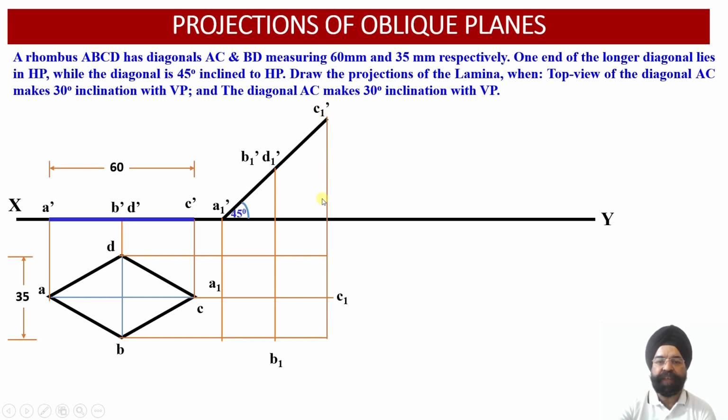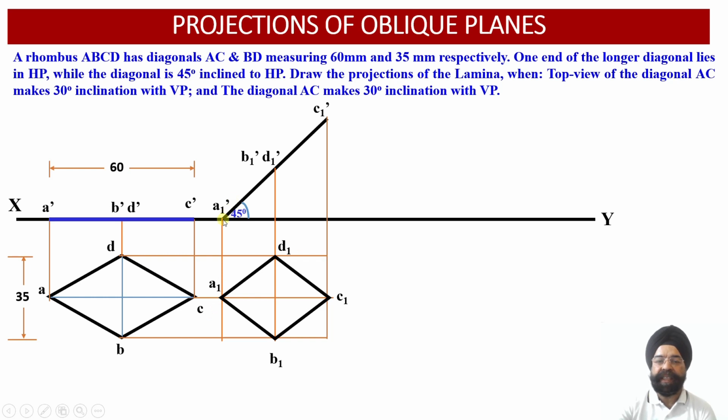Similarly, C1 dash vertical projector and C horizontal projector, wherever they intersect, we obtain C1. And similarly, D1 dash vertical projector line and D plan projector horizontal line, wherever they intersect, we obtain point D1. So having obtained all these 4 points, we have been able to obtain the apparent shape of this rhombus lamina in the plan projection view, which is A1, B1, C1 and D1.